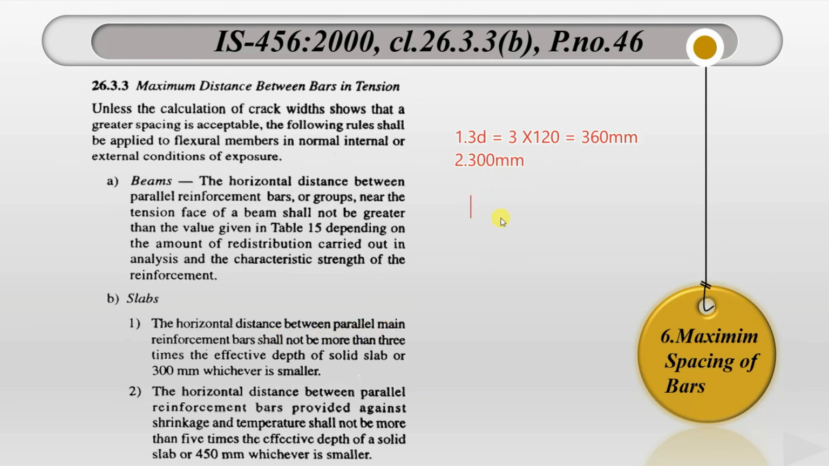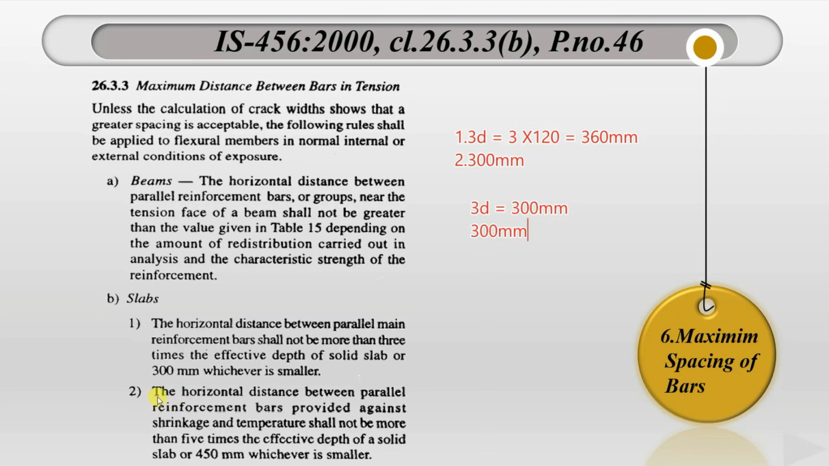Suppose we have an effective depth of 100 mm. So 3 times the effective depth is 3 multiplied by 100, which is 300 mm. And again the second criterion is also 300 mm. So here we have equal values. In this case also it should not exceed 300 mm.